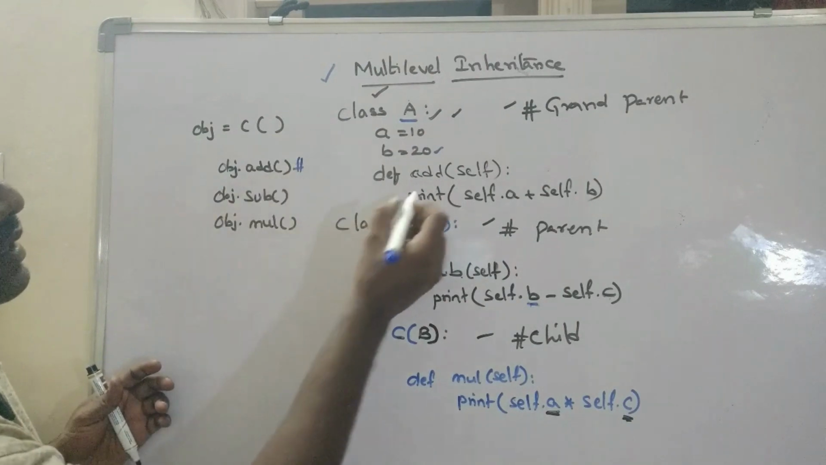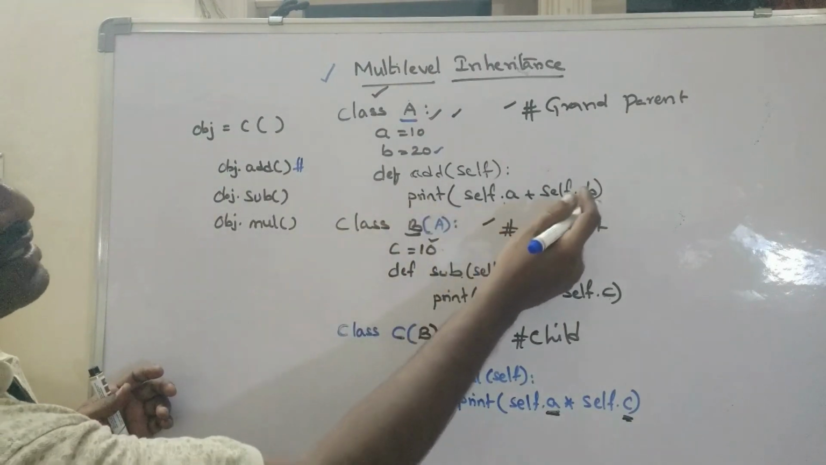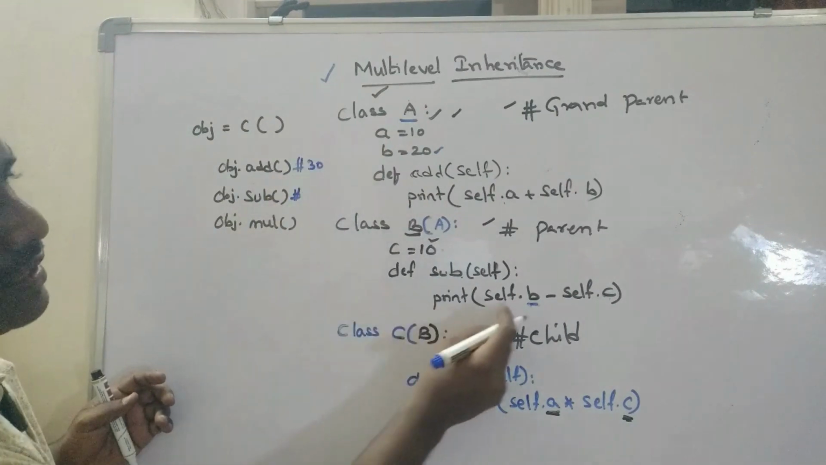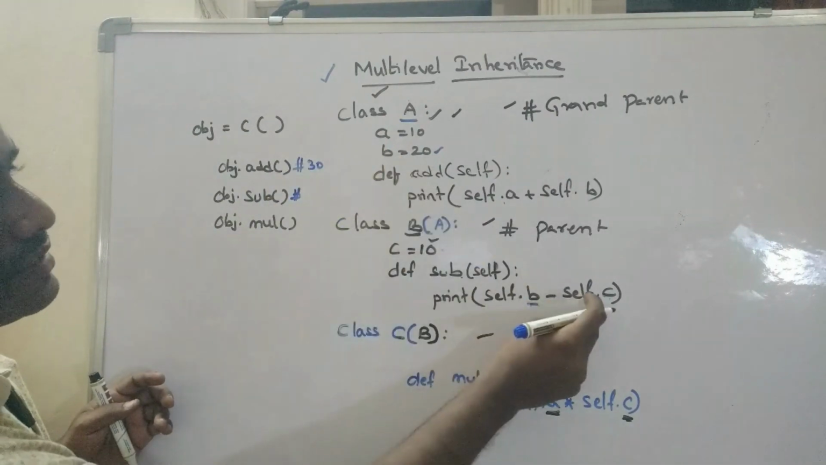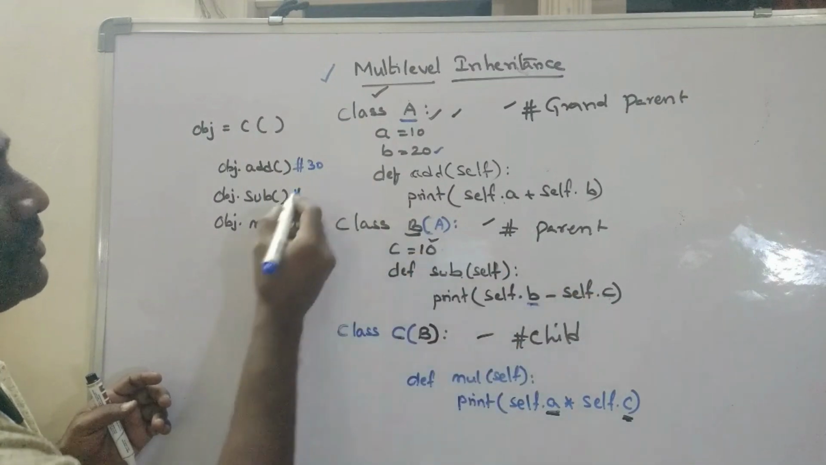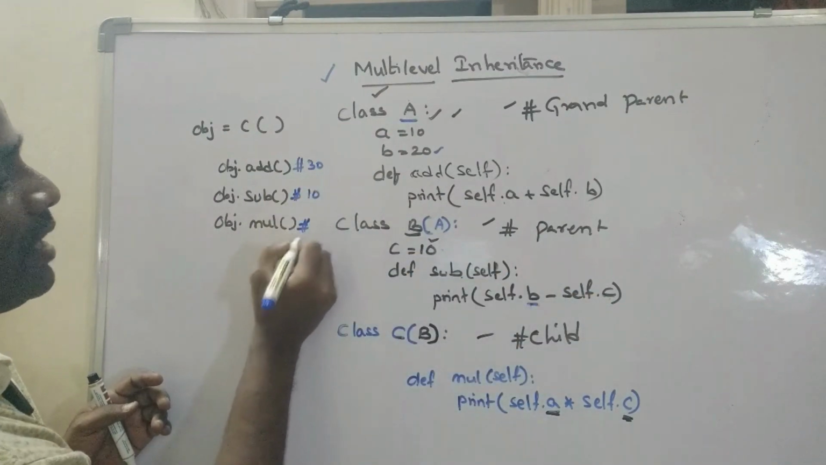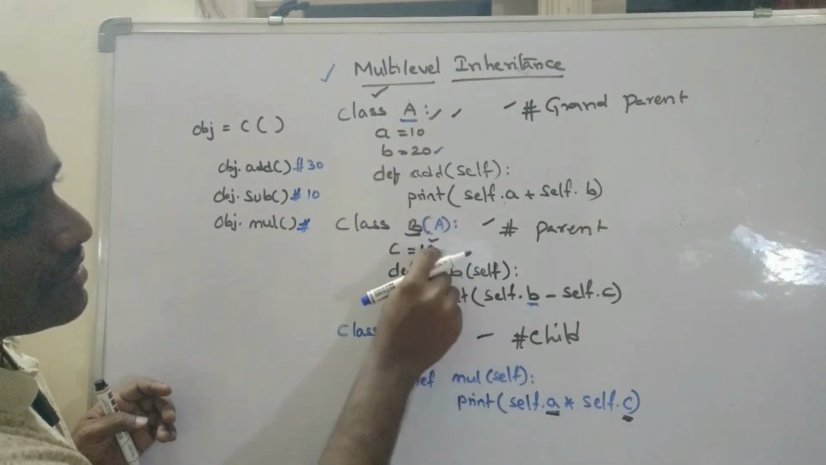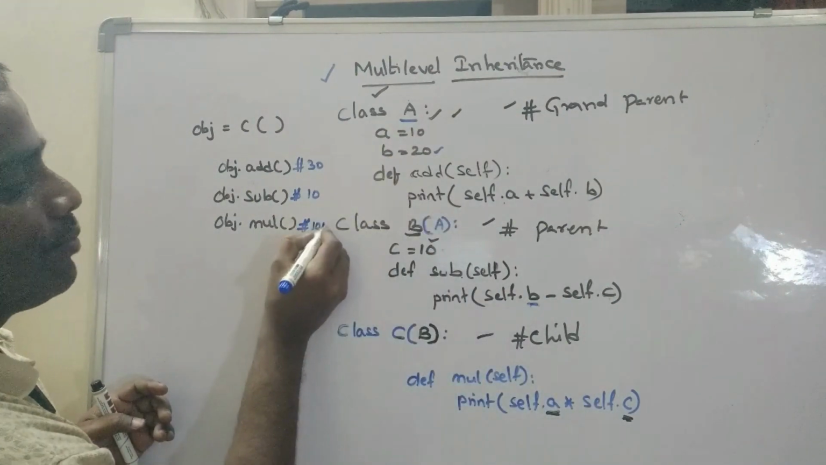Now the output for this one: print self.A, means self.A and B values. 10 plus 20 is 30. For subtraction, B value is 20, C value is 10. 20 minus 10, we get the output as 10. Now multiplication: self.A 10 into self.C 10. 10 into 10, we get the output as 100.